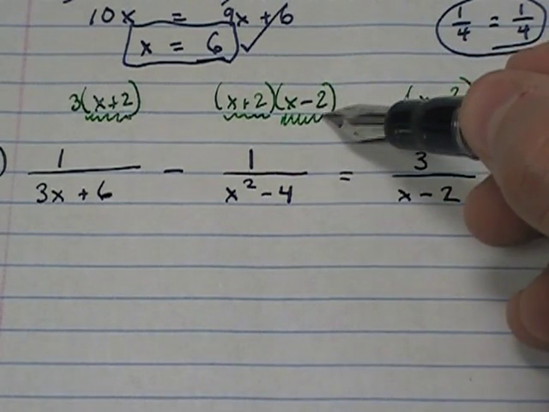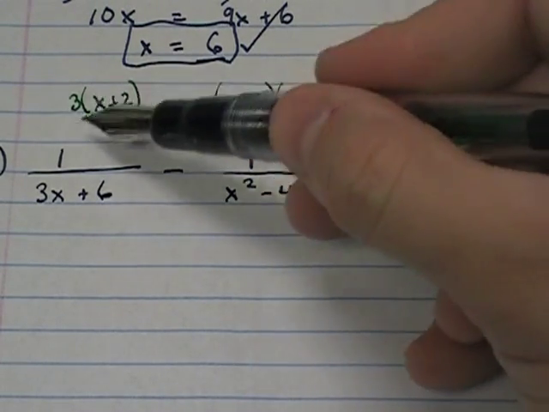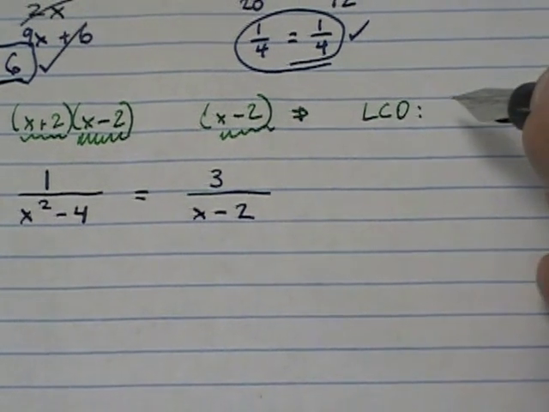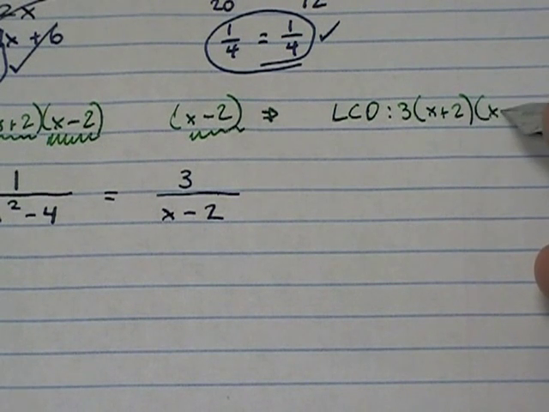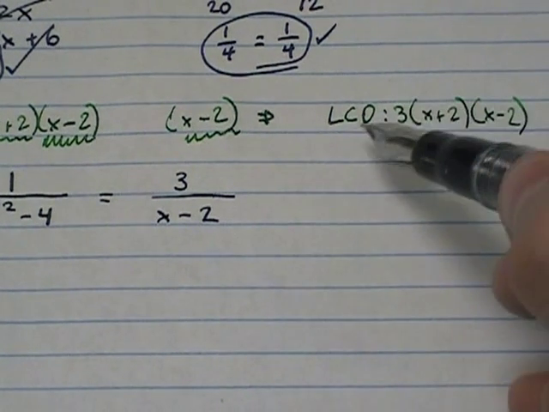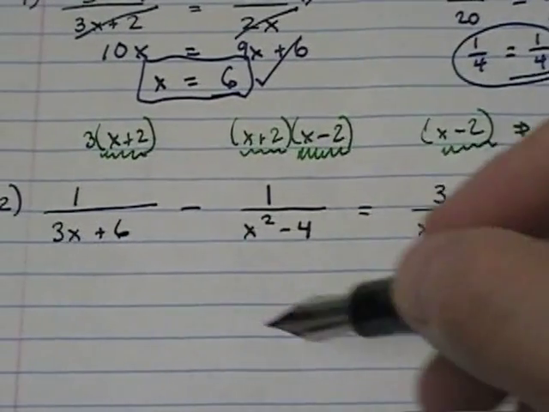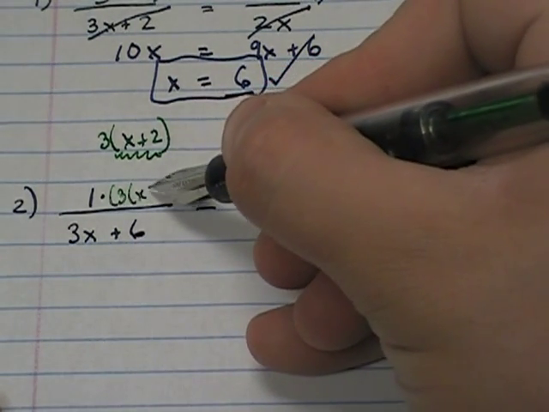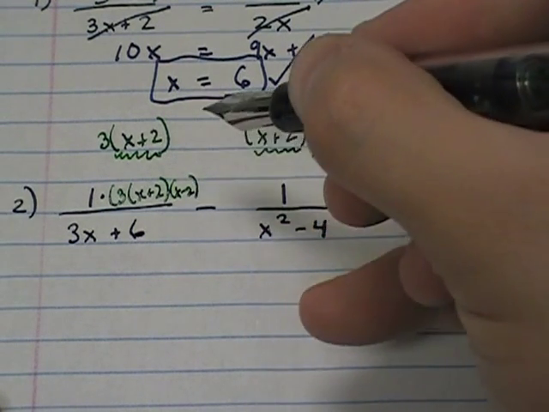We're going to write x minus 2 once, because it's shared by two fractions. And then we're going to write down the 3. So our LCD for this problem is 3 times x plus 2, x minus 2. Okay, there's our LCD. So I want to multiply each fraction by that LCD. So I'm going to multiply this fraction by 3, x plus 2, x minus 2.